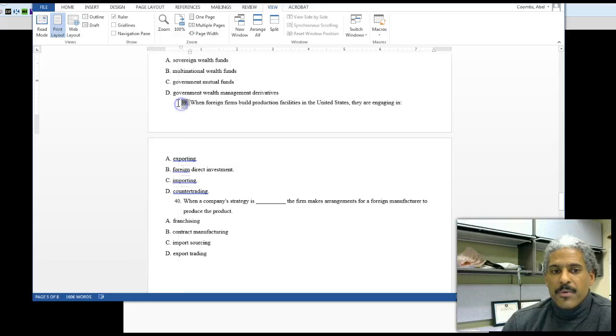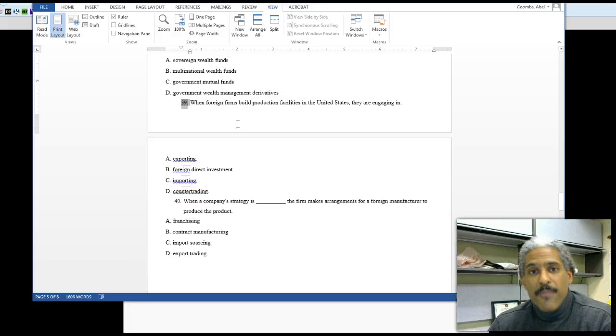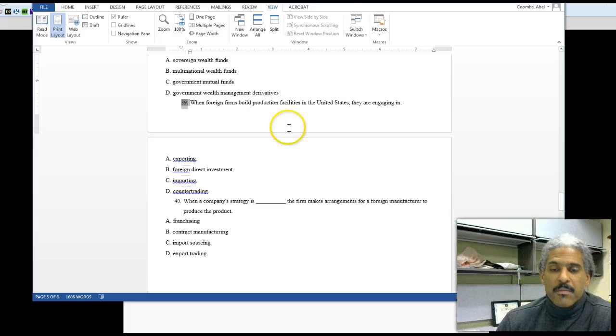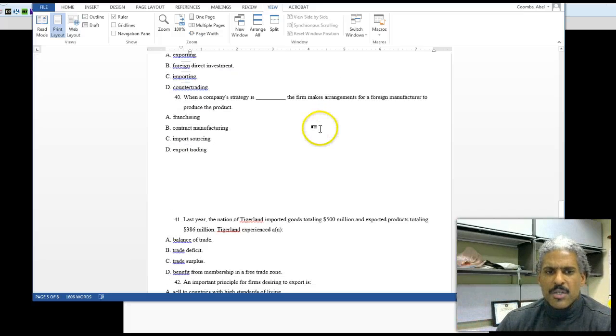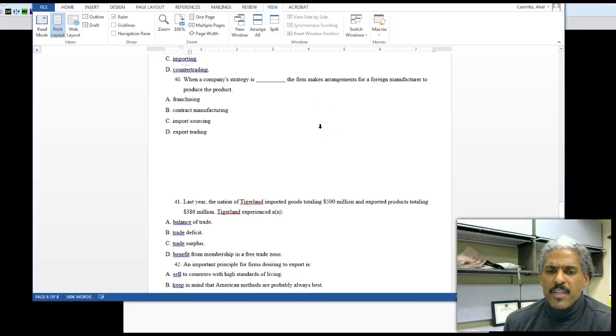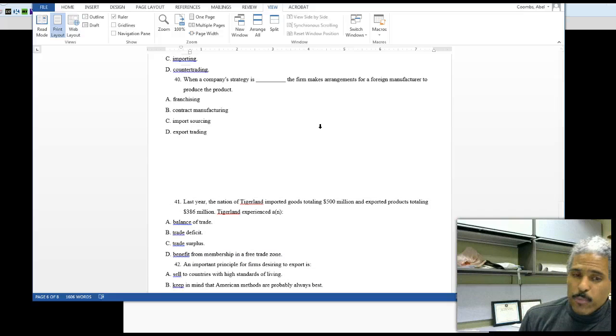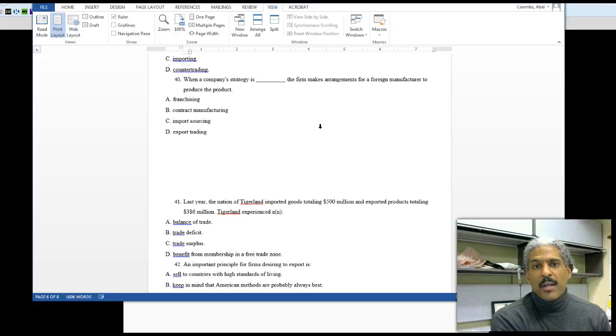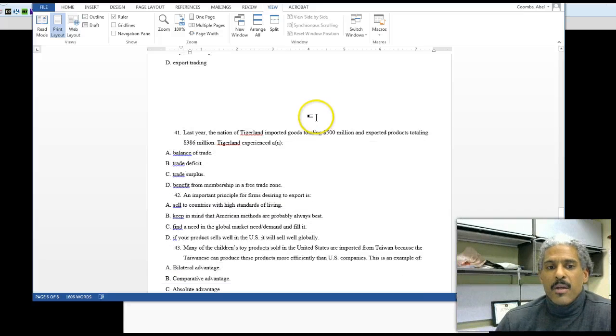39, right here, slipped in, 39. When foreign firms build production facilities in the United States, they're engaging in B, foreign direct investment. They put their own money into the operation. Let's continue on. 40. When a company's strategy is blank, the firm makes arrangements for a foreign manufacturer to produce the product. B, contract manufacturing. You make it for me, I pay you, and then I take the product and do whatever it is I plan to do. Let us continue on.